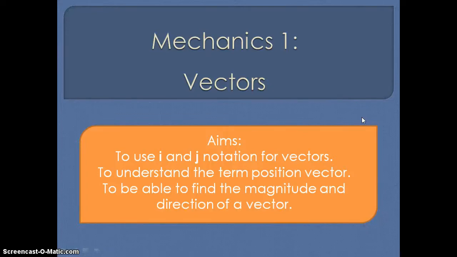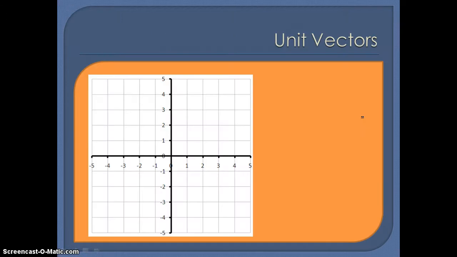Welcome to the Mechanics 1 video as an introduction to vectors. Today we're going to talk about using i and j notation for vectors. We're going to understand the term position vector, and we're going to talk about finding magnitude and direction of a vector. So to start, we need to talk about what unit vectors are.